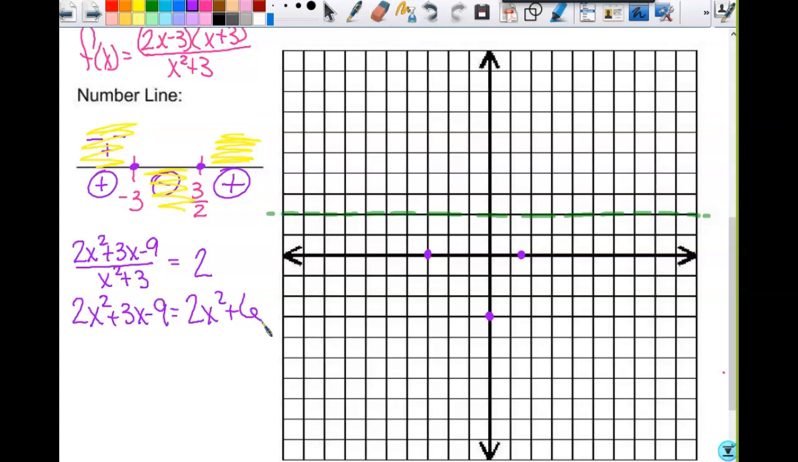So now I can start solving. I'm going to subtract 2x squared from both sides. I'll add 9 to both sides, so I get 3x equals 15, which means x equals 5. So that tells me I do cross the asymptote, and only once, and it's when x equals 5. So if I go to x equals 5, 1, 2, 3, 4, 5. When x equals 5, y is 2. So that's where we're crossing the asymptote, and that's the only place.